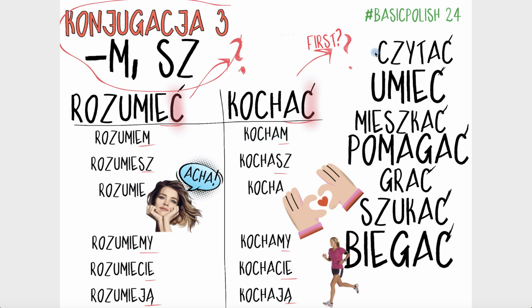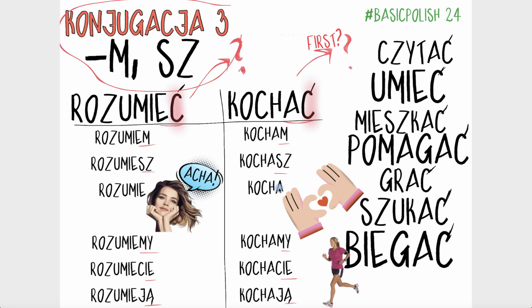So once again, kocham, czytam, mieszkam, pomagam, gram, szukam, biegam. And let me give you the meaning once again. Czytać, to read, mieszkać, to live, pomagać, to help, grać, to play, szukać, to look for or to seek, biegać, to go running. So czytam, I read, I'm reading, mieszkam, I live, I'm living, pomagam, I help, I'm helping, gram, I play, I'm playing, szukam, I'm looking for or I look for, biegam, I go running or I'm going running. So, and this pattern follows. Kochasz, czytasz, mieszkasz, pomagasz, grasz, szukasz, biegasz.